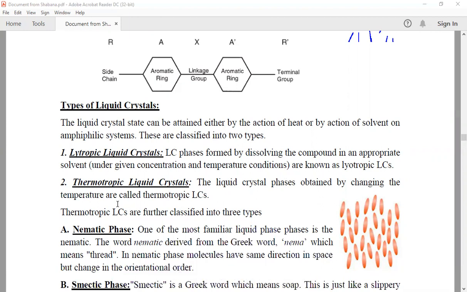Before going to the types of the thermotropic liquid crystal, I want to discuss another type of liquid crystal, which is known as the metallotropic liquid crystal, which is constituted by both organic and inorganic molecules. They exhibit a phase transition into the liquid crystal phase when temperature, concentration, and the organic and inorganic composition ratio change.